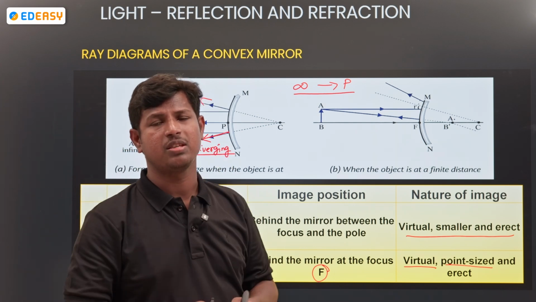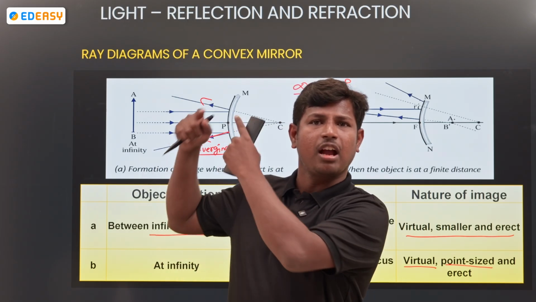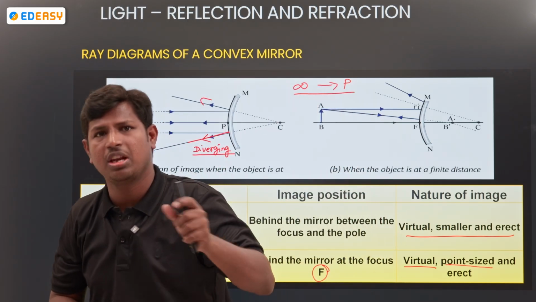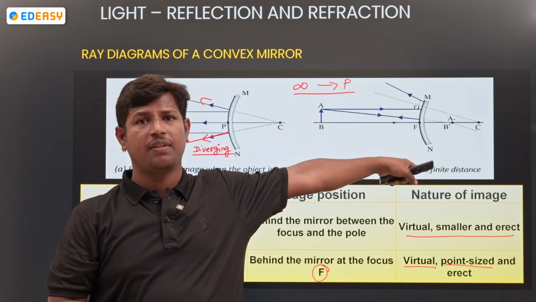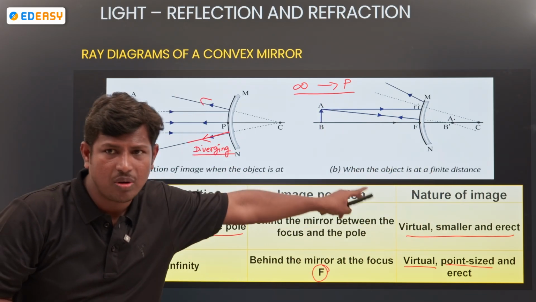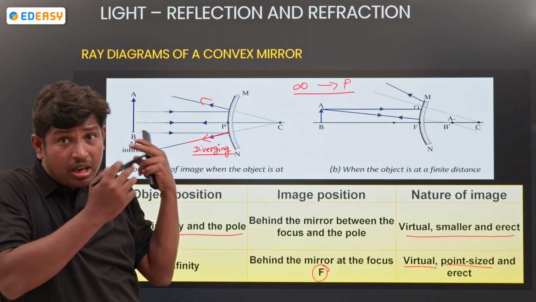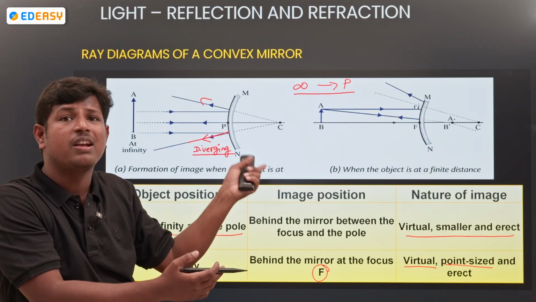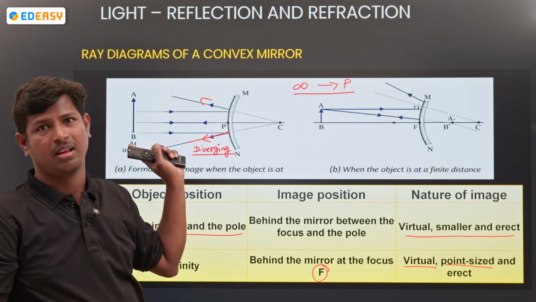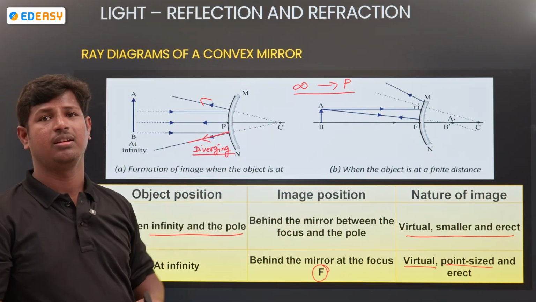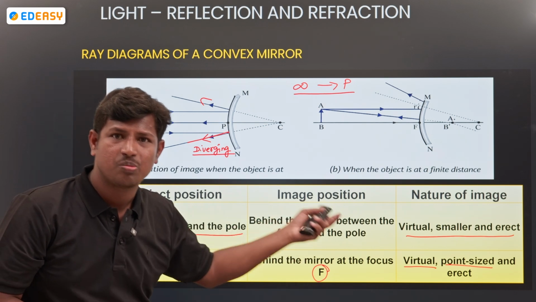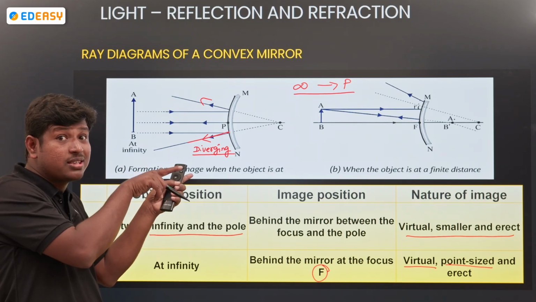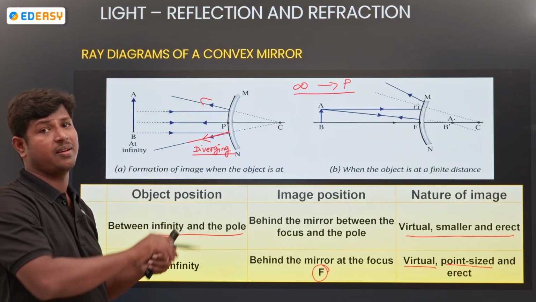Remember, only two points in a convex mirror. The first point is that if you take the object at infinity, the image will be captured at focus, and the nature of the image is highly diminished, virtual and erect. And between infinity and pole, where is the image captured? Between pole and focus. Nature of the image: virtual, small and erect. So if you see the difference between concave and convex, there is no real image in a convex mirror.